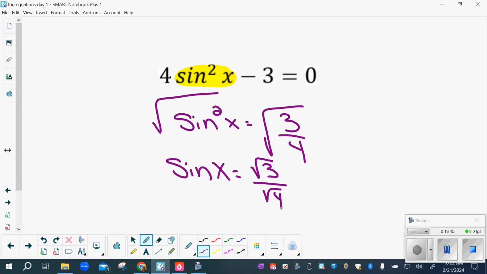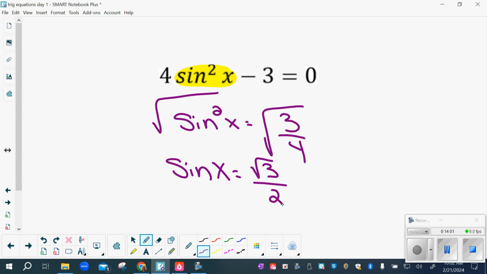I don't want to move that square root of 4. I actually know what the square root of 4 is. Does anyone know? It is 2. So look, that is so awesome. I'm going to get some answers, but I'm going to stop you.